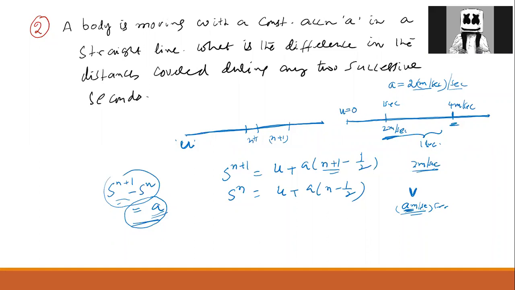A meter per second means the speed itself is what? It is the distance covered in one second. Isn't it so? So the difference has to be equal to what? A meters. You can put some numbers and also check it. So this is what I focus upon. Try to understand. Formulas help you in doing exercise, but formulas do not help you in doing problems. Formulas' meaning will help you in doing a problem.